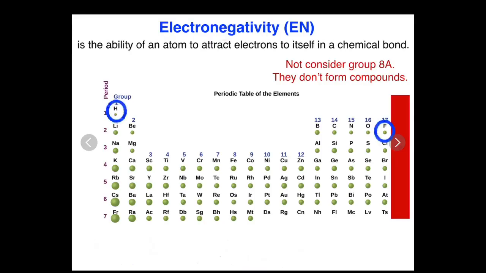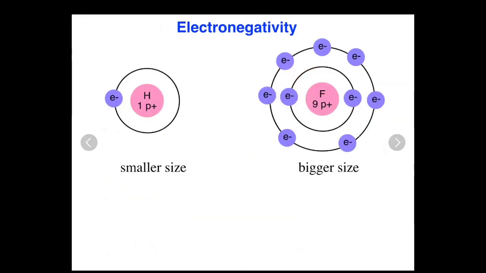So two things that I'm going to consider first are hydrogen and fluorine. If I look at the atomic structure of hydrogen and fluorine, hydrogen has a smaller size than fluorine. Clearly, it has only one energy level. Fluorine has two, so fluorine has a bigger size. Which one would have a stronger attraction then? This one is closer to the nucleus, so it should have a stronger attraction. This one is further away from the nucleus, so it should have weaker attraction.